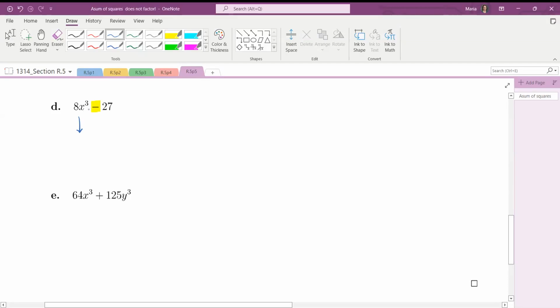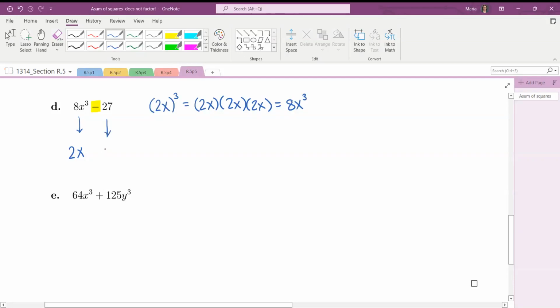So essentially, think of taking the cubed root of each of these. The cubed root of 8 is 2, and the cubed root of x cubed is x. Meaning if I take 2x and I cube it, that means I multiply 2x by itself 3 times. 2 times 2 times 2 is 8. X times x times x is x cubed. So the cubed root of 8x cubed is 2x.